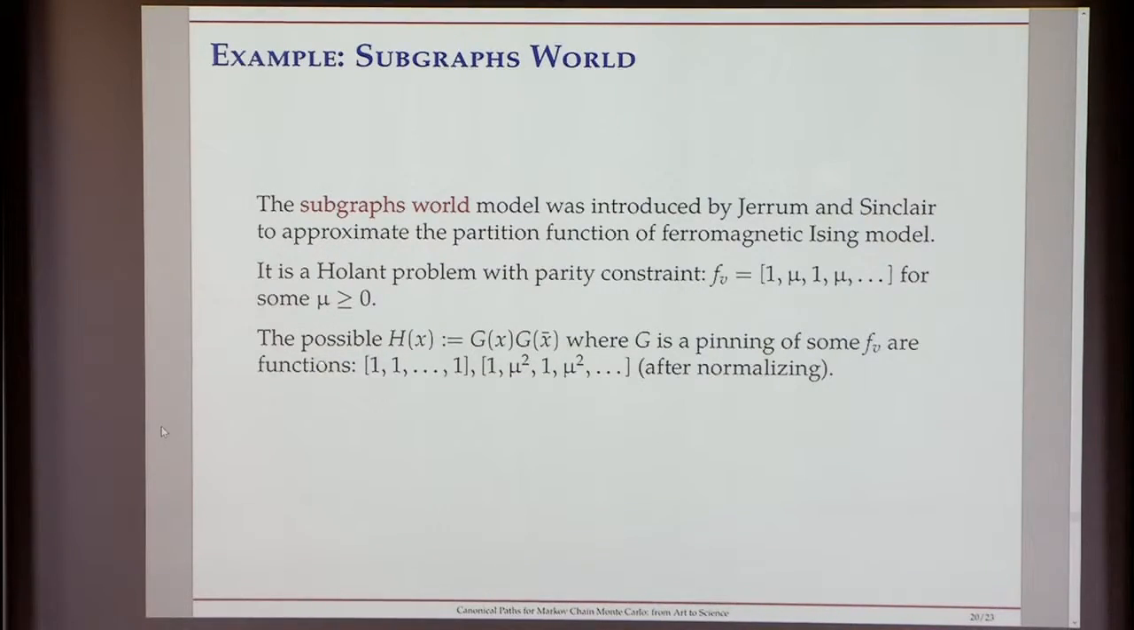The first one is the O1 function. The second one is also a parity function, and it is also very easy to check. For functions of this form, we can solve our equations, and we can check this f is windable. So at least with this characterization, we can say that at least for the case that mu is positive, we have an FPRAS for the subgraphs world.